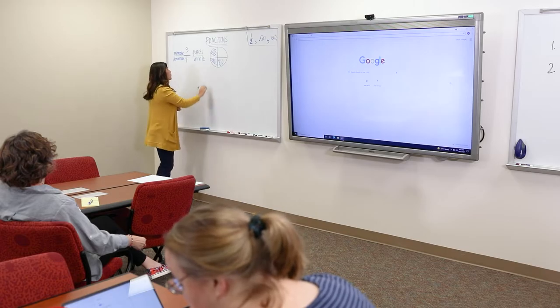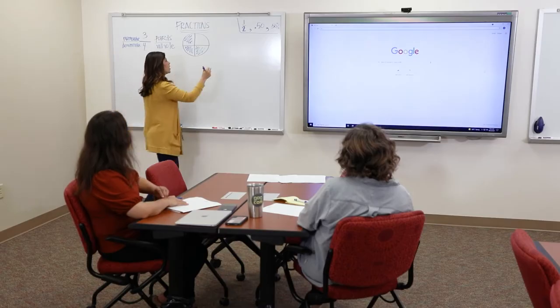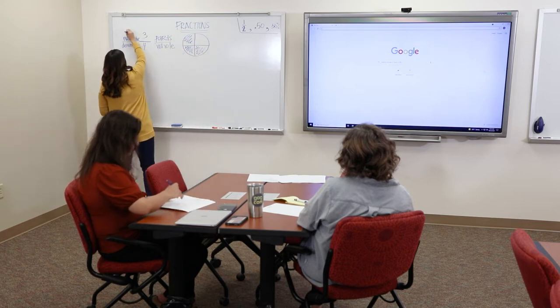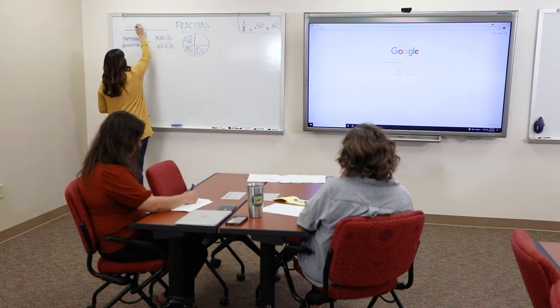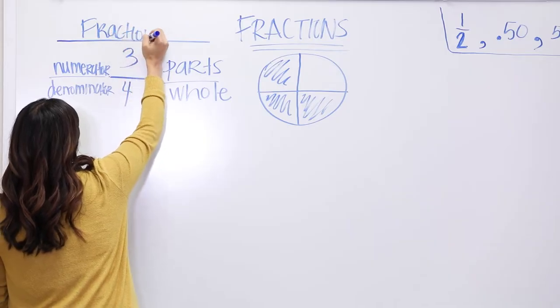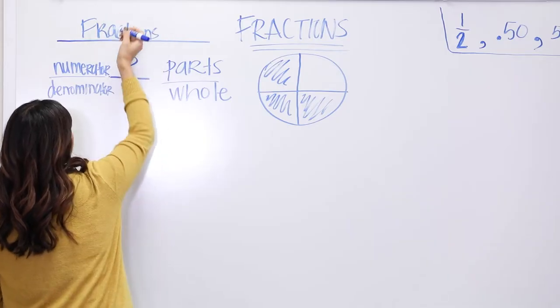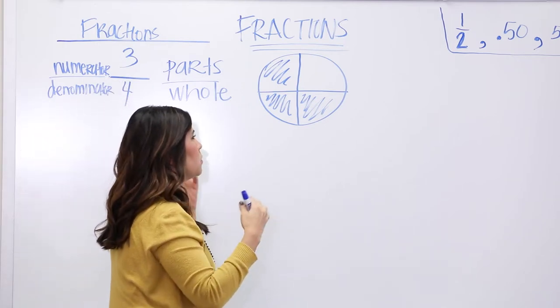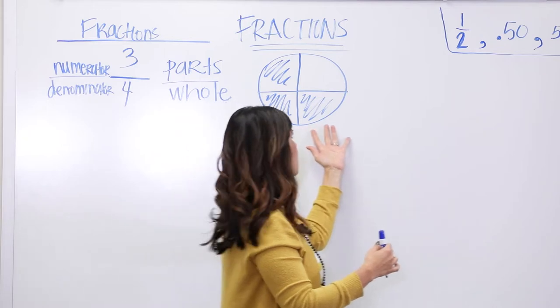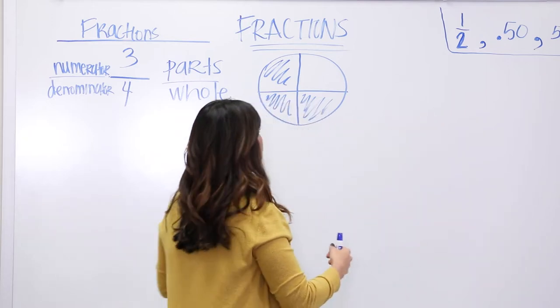So let's go back here. We got parts over a whole. I think you understand that part. And so on your first line there, you could put fractions or proper fractions. We're just talking normal fractions. And where you have that empty space is where you would take those notes.